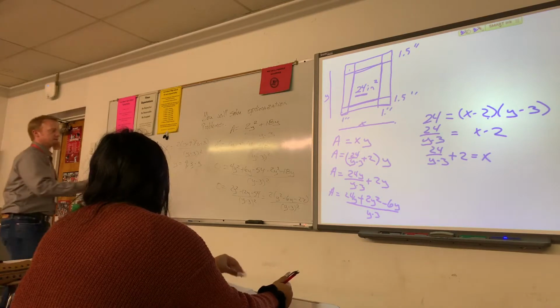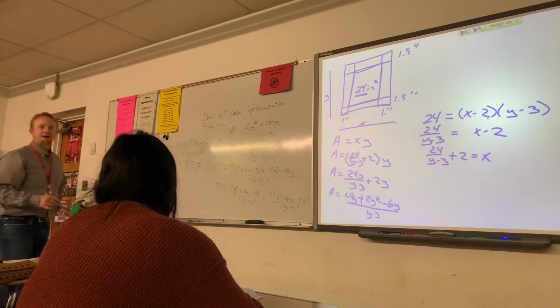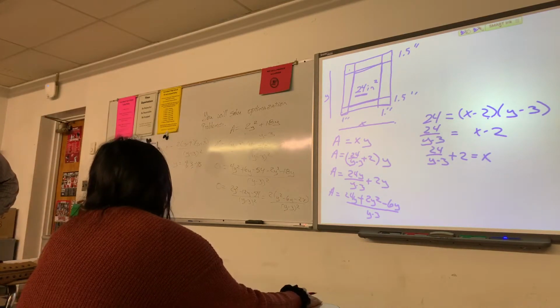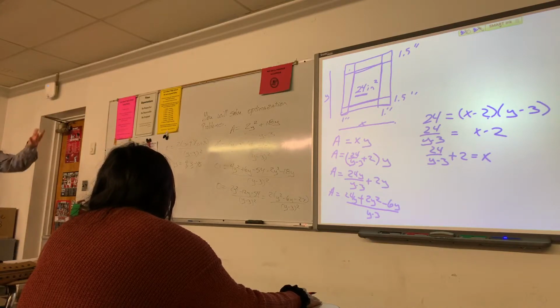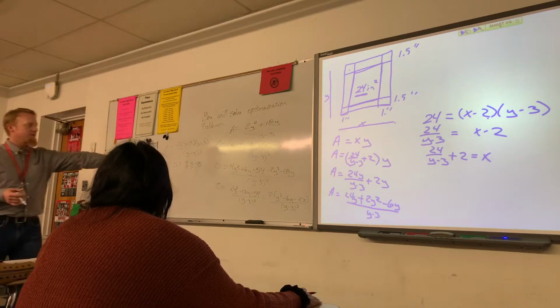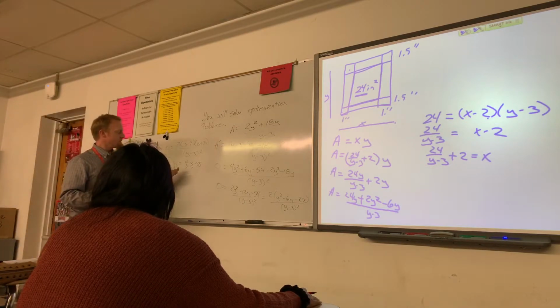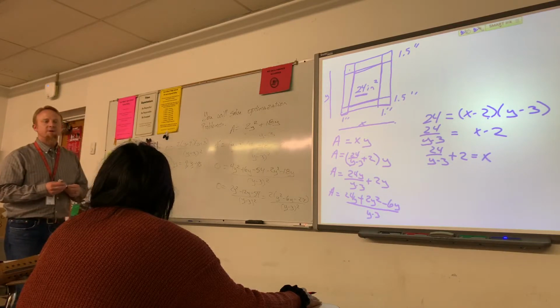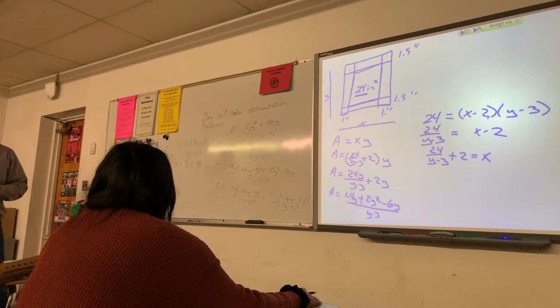Negative 3. Somebody else tell me why negative 3 is a domain issue. Yeah, I can't have a negative width or length. Okay, so that's why negative 3 goes. So that means my maximum is going to occur either when y is 3 or y is 9. So how am I going to figure that out?